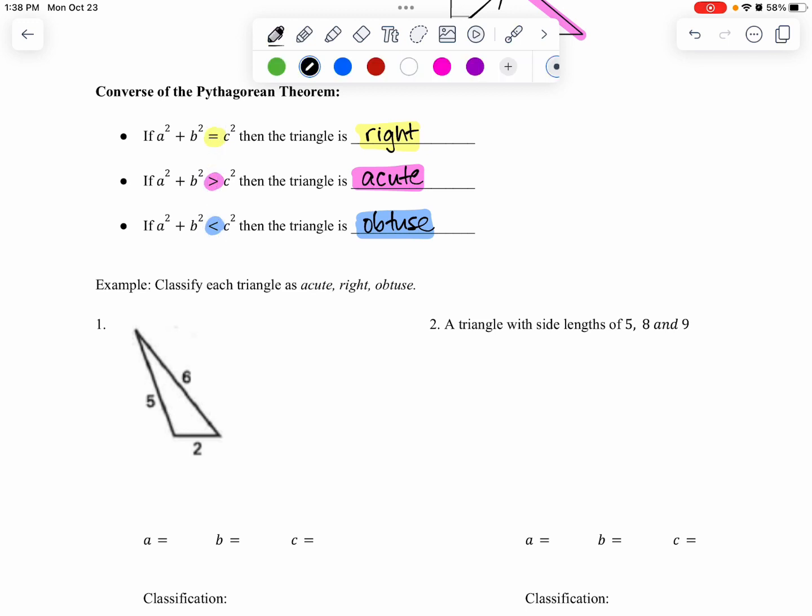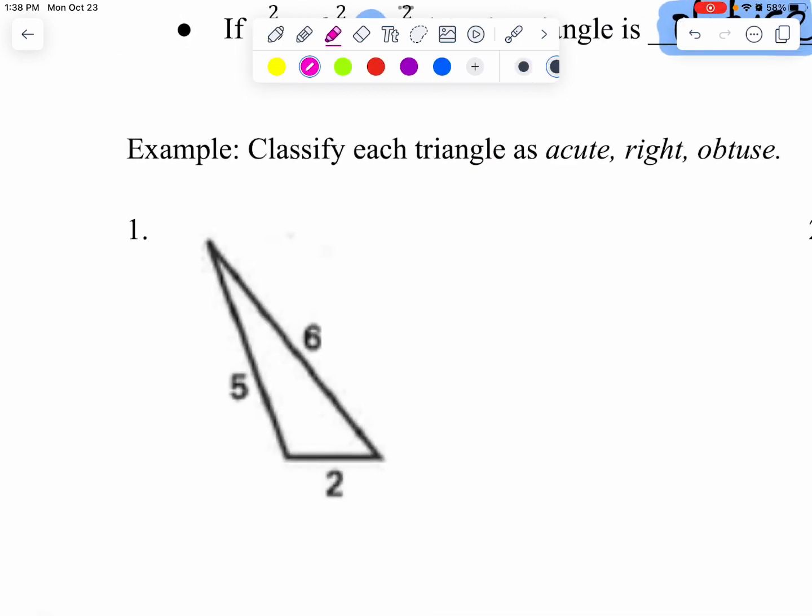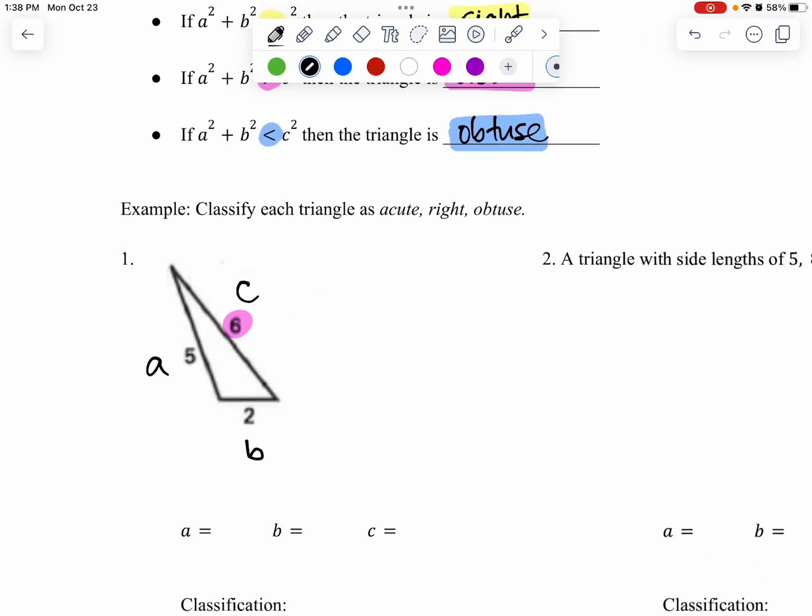So what are we going to do? Here's the important thing. I need you to find the longest side, the biggest number. The biggest number is always the C, okay? That is step one, and that is extremely important. The other two are going to be A and B. It does not matter which one is which, but the C matters. The biggest side, the longest one, is the one we're going to call C.